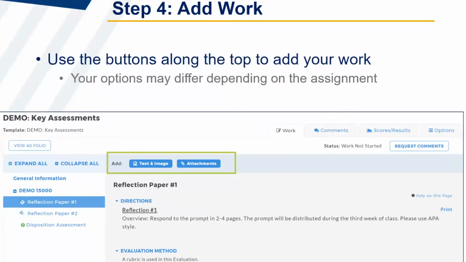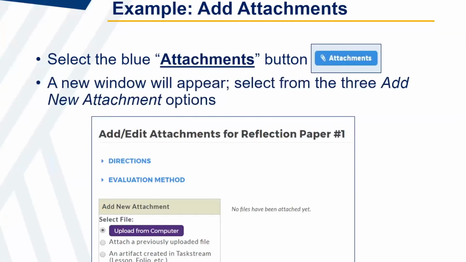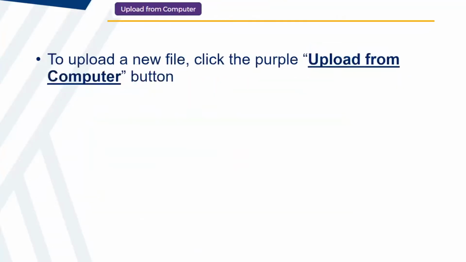Therefore, I click on the blue Attachments button. A new window will appear. In that window, I need to select from 3 options. I'm going to briefly take a moment to explain how to complete the file upload for each of these 3 options. To upload a new file, click the purple Upload from Computer button.